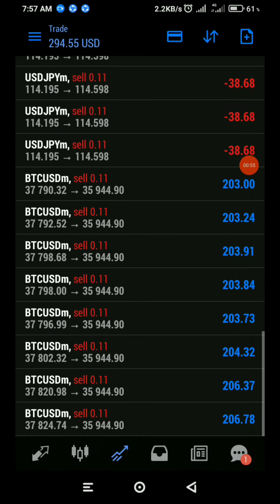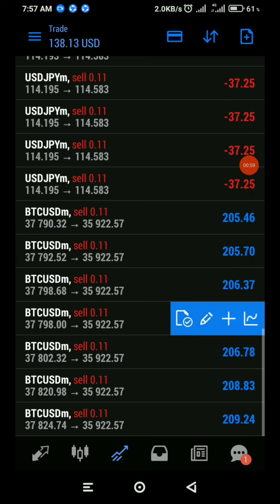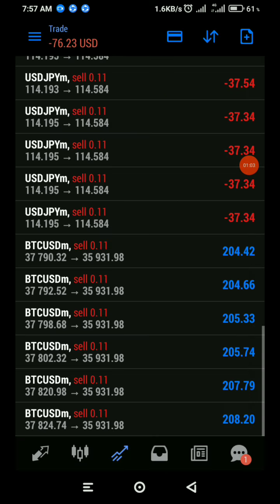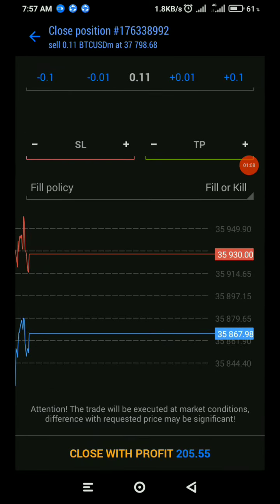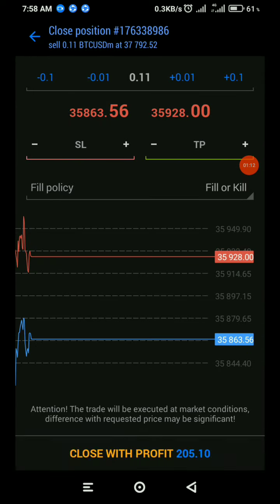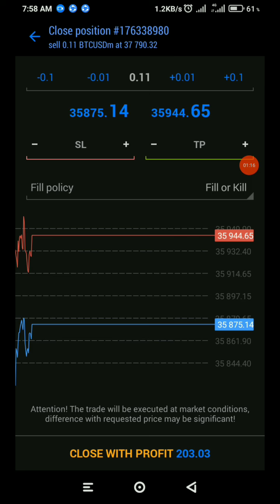As you know, Bitcoin is a little bit highly volatile. So you have to be careful before taking entries in Bitcoin, because this is a highly volatile index.